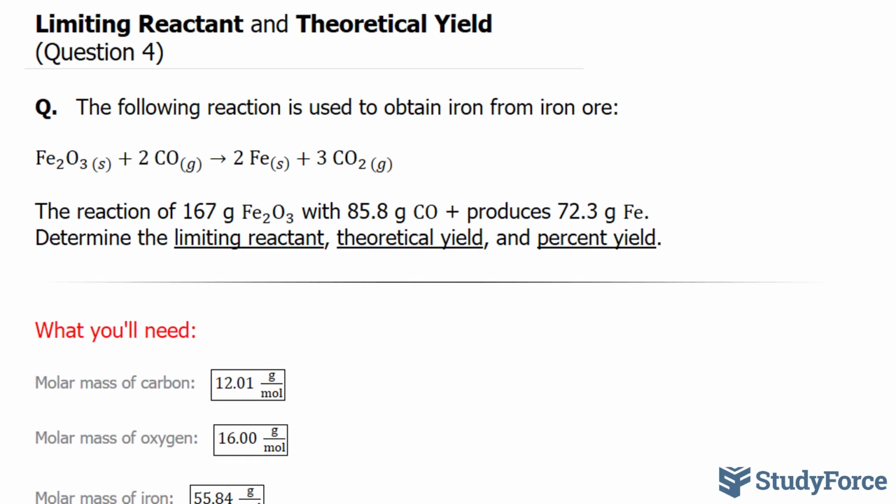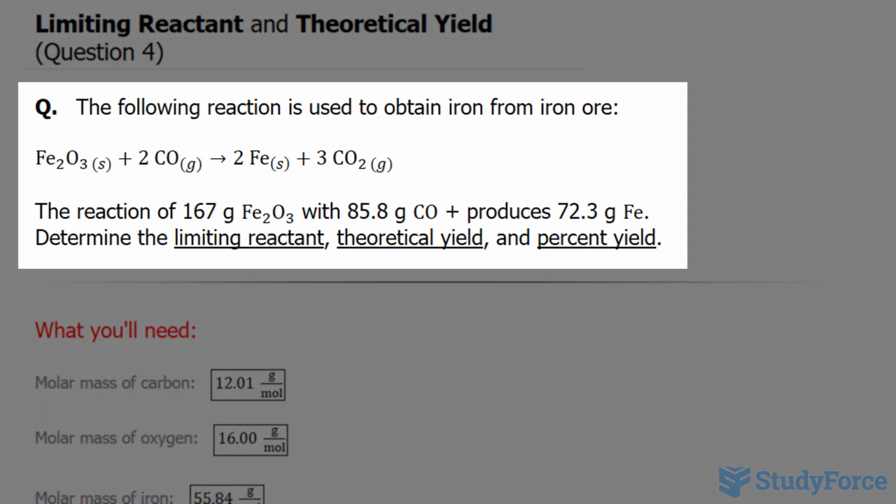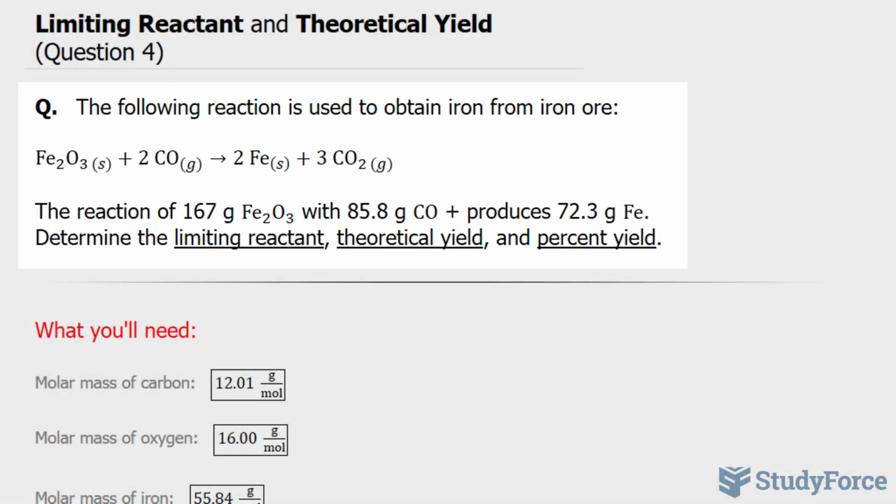In this lesson, I'll show you how to solve limiting reactant and theoretical yield problems. This is question number 4. The question reads, the following reaction is used to obtain iron from iron ore, and that reaction is shown underneath. The reaction of 167 grams of ferric oxide with 85.8 grams of carbon monoxide produces 72.3 grams of iron. Determine the limiting reactant, theoretical yield, and percentage yield.